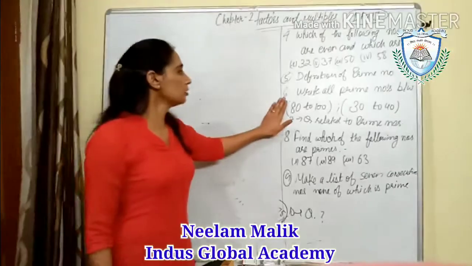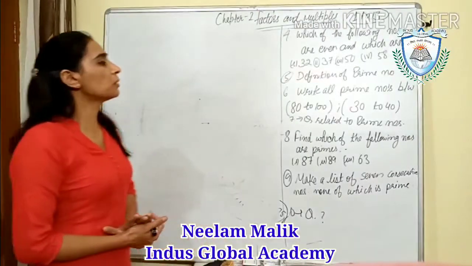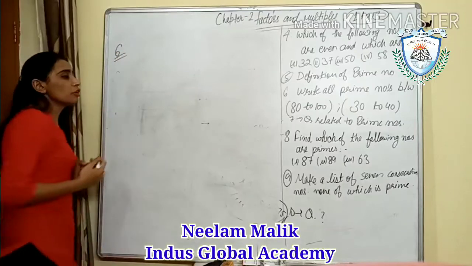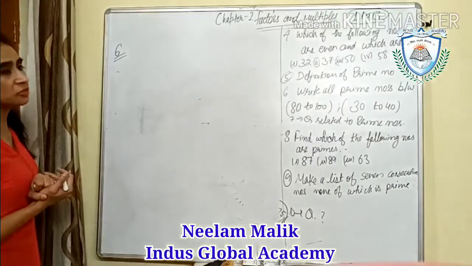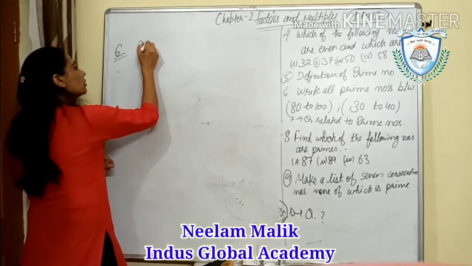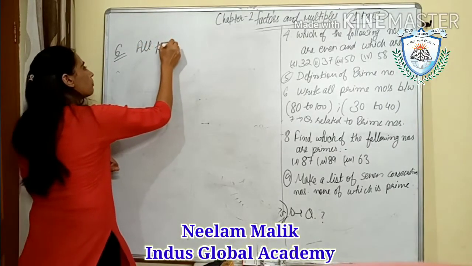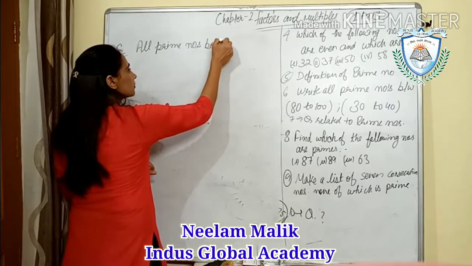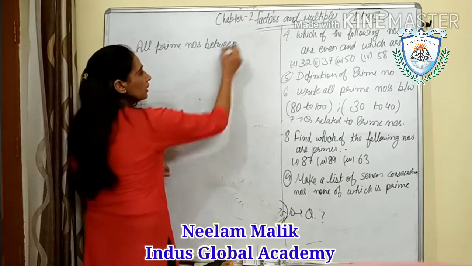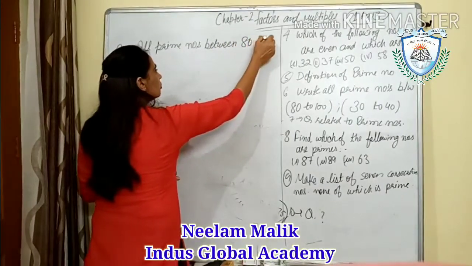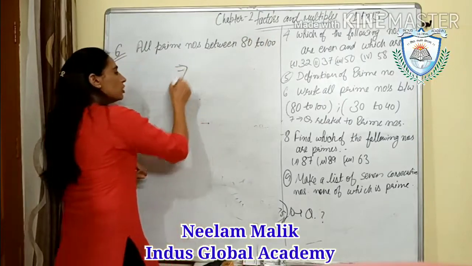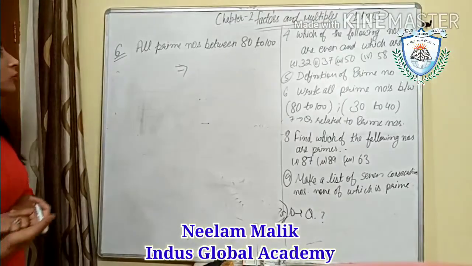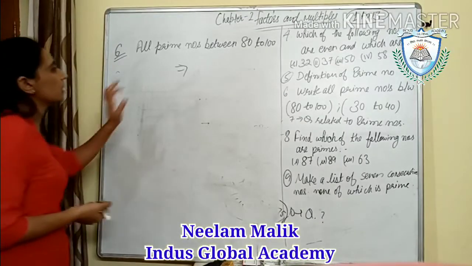Now question number 6. In question number 6, we have to write all the prime numbers between 80 to 100. That means we have to find the prime numbers between 80 to 100. One way is that you can first write all the numbers.